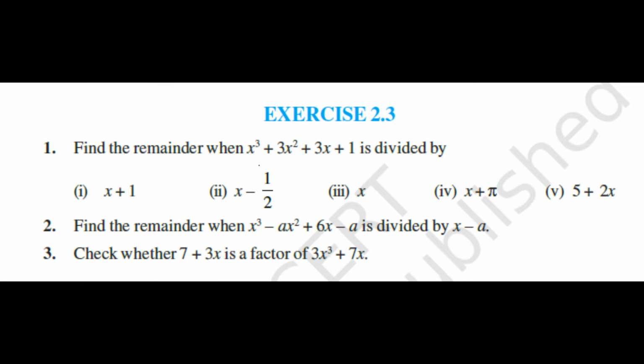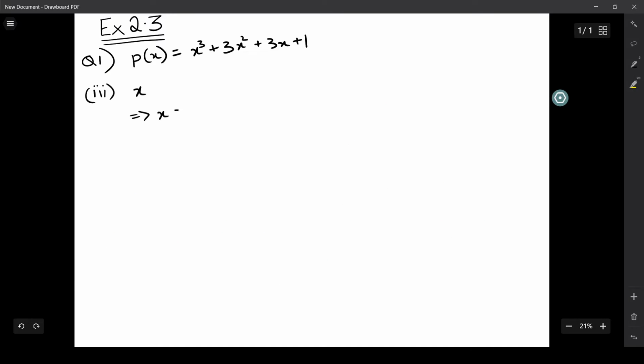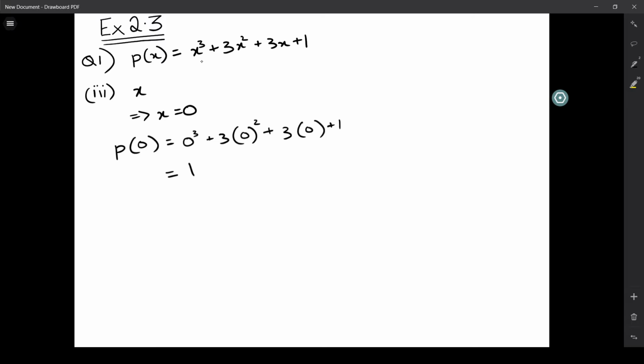And third part is where the divisor is simply x, which means the 0 of the divisor is x equal to 0, and so the remainder will be p of 0, which is 0 cube plus 3 into 0 square plus 3 into 0 plus 1, which is equal to plus 1. And hence when I divide the given polynomial by x, the remainder I get is 1.